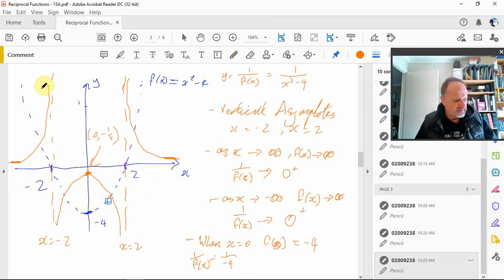All right, so if you're a little bit confused and not sure about this sort of stuff, as x goes to infinity, as x goes towards 2 and stuff like that, make sure you get some help understanding what that's all about. So anyway, the reciprocal function is this orange one, and that's 1 on x squared take 4.